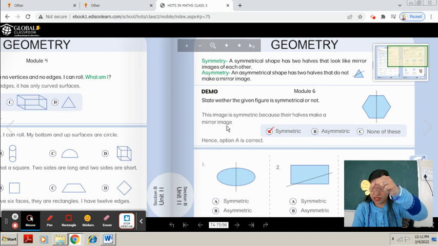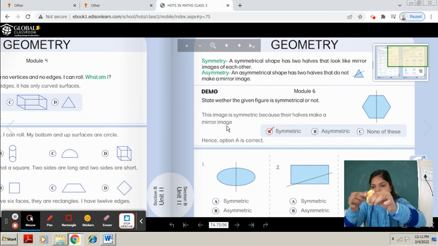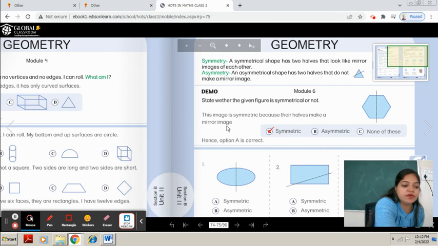And this line which divides this butterfly into two halves, that line is called the line of symmetry. Okay? This line is called the line of symmetry. Is it clear to all of you? The words symmetry and asymmetry? Both the words are clear? Symmetrical shapes and asymmetrical shapes.